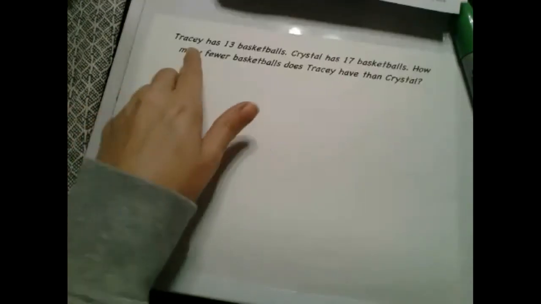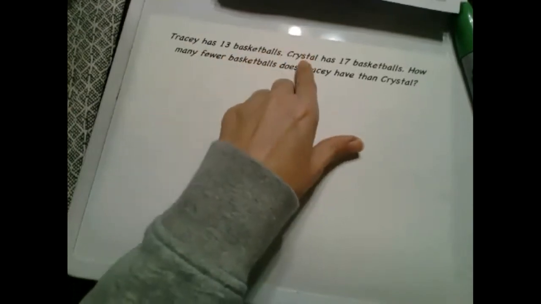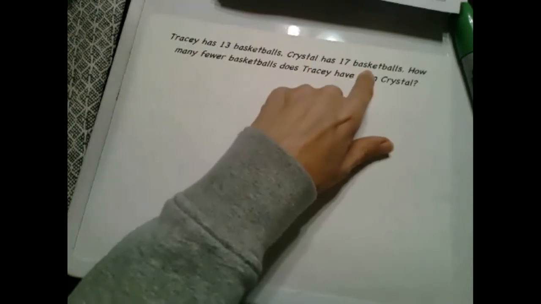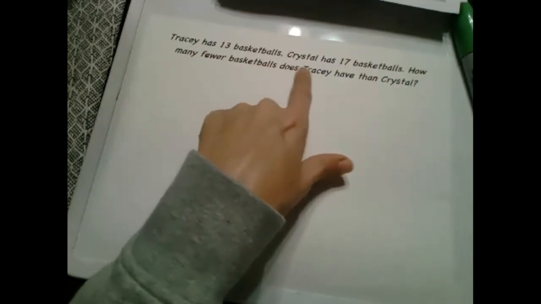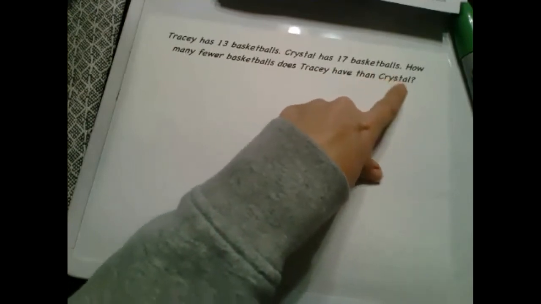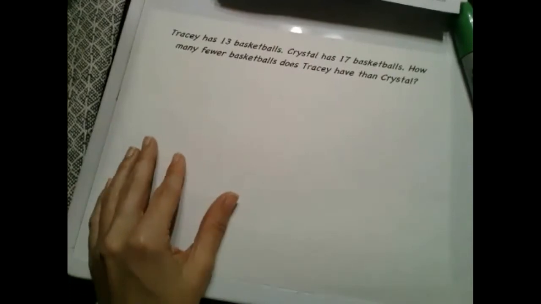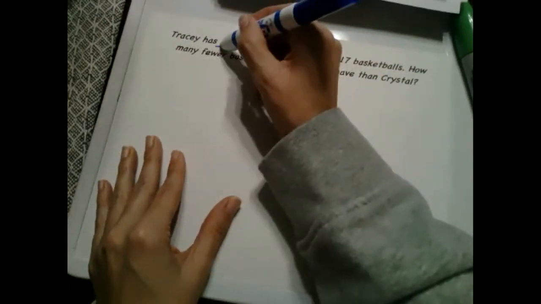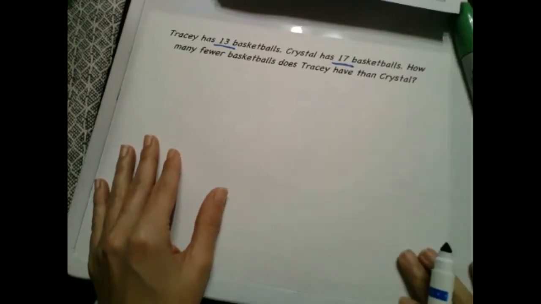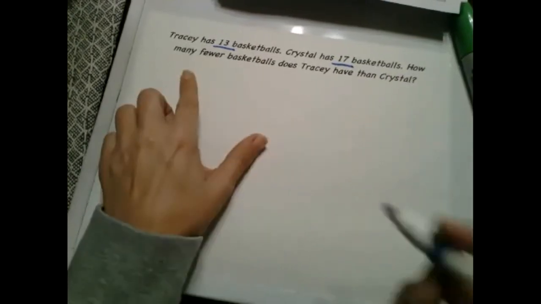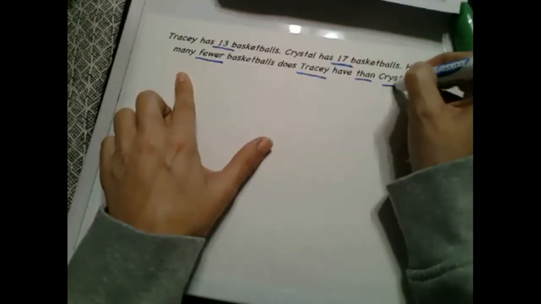This problem says, Tracy has 13 basketballs. Crystal has 17 basketballs. How many fewer basketballs does Tracy have than Crystal? Well, let's think about what we know. We know that Tracy has 13. We know that Crystal has 17. I want to know how many fewer Tracy has than Crystal.